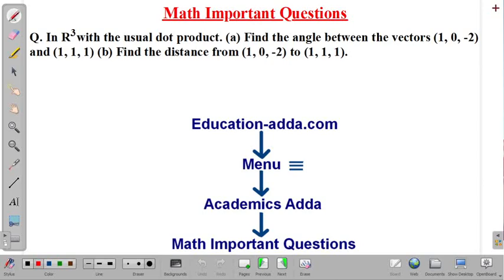In this lecture, we will discuss one important problem of mathematics from the topic vectors.